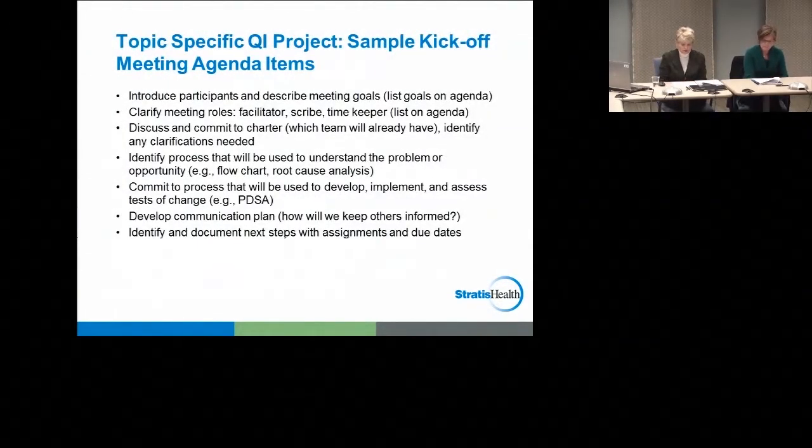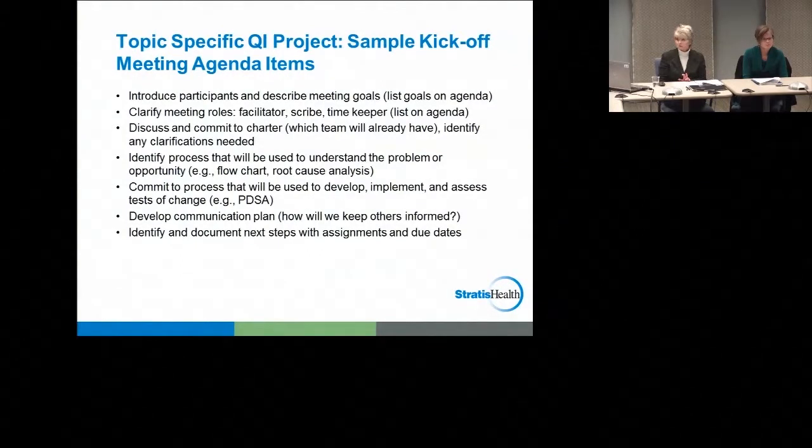Okay, the second sample agenda is for a quality improvement project kickoff meeting. So this will be the first meeting once you've decided what you're going to do. If you look at the agenda examples again, the first two bullet points are pretty standard. Well, actually, the first three are pretty standard, which is meant to get everybody on the same page. So you introduce each other, you talk about the roles, and then you talk about what you're going to do.